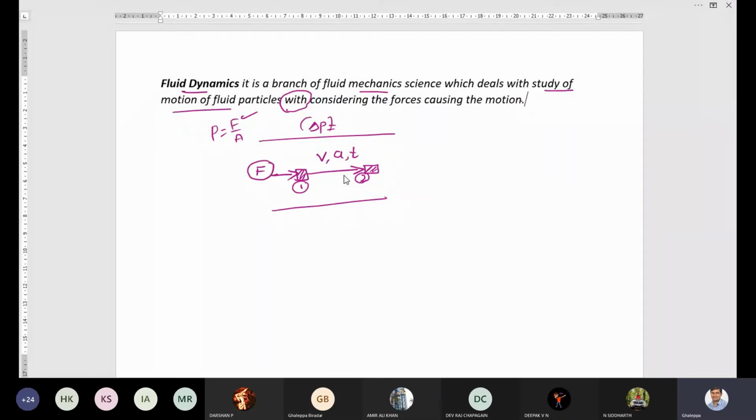And dear students, we don't know what type of force it is. There are a number of forces, and we'll discuss all of them here. Some kind of force is applied on this fluid particle. So in dynamics, we'll consider the different types of forces as well as velocity, acceleration, and time properties. That is fluid dynamics. Now we'll understand the equation of motion, that is Newton's second law of motion.